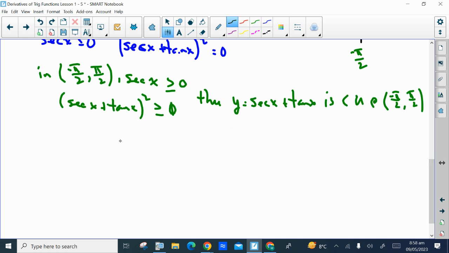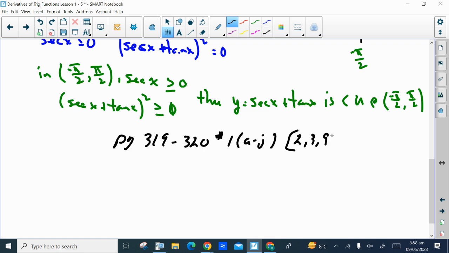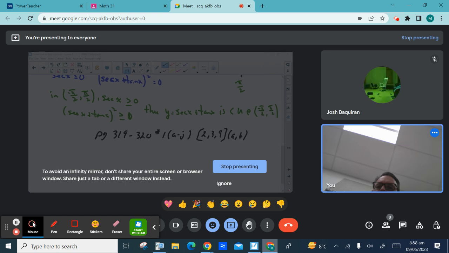So what you should work on, page 319 to 320, 1A through J, and then for questions 2, 3, and 9, for each of these questions, you do A and B only. A and B from number 2, A and B from number 3, A and B from number 9. We'll be having an exam.